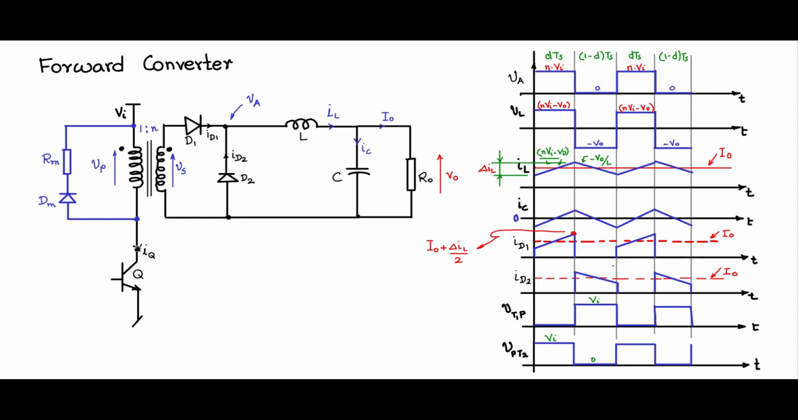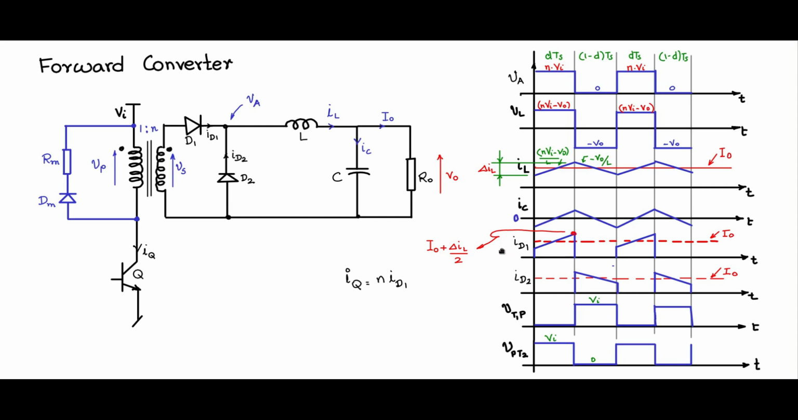So now what is the current IQ through this primary side switch? When the switch is on, the current flowing through the primary side switch IQ and I primary are the same, and I primary is the reflected current. Whatever ID1 is, N times ID1 gets reflected onto the primary, and IQ is the same as that. So IQ is equal to N times ID1.